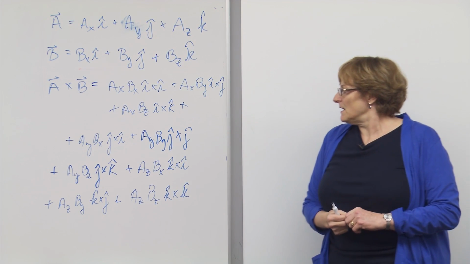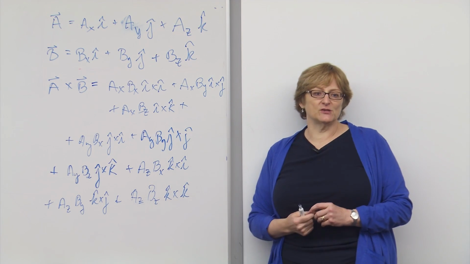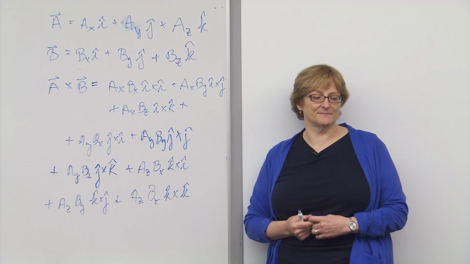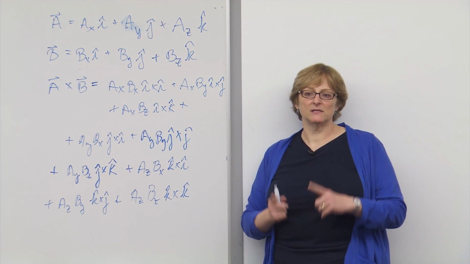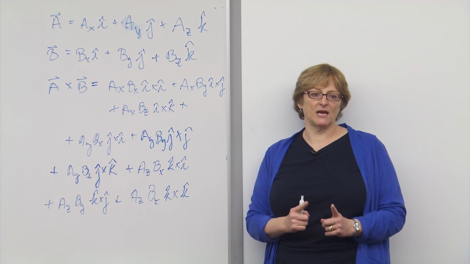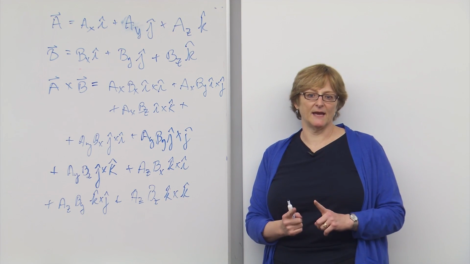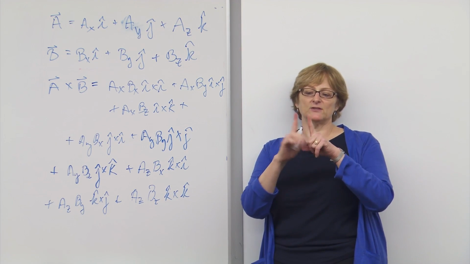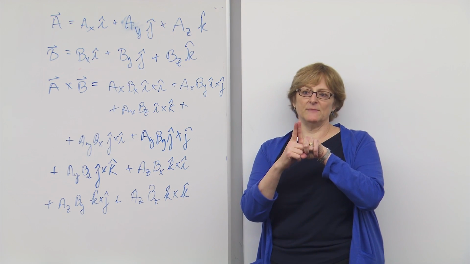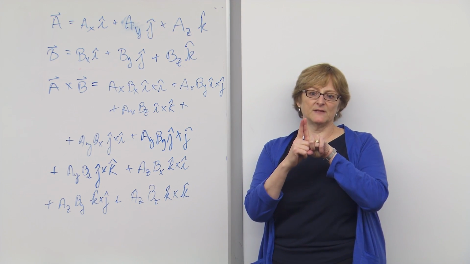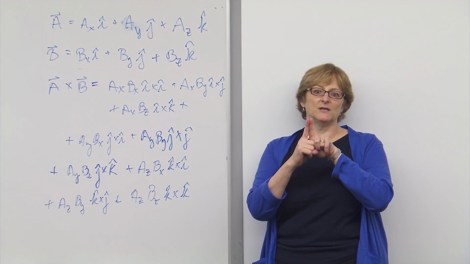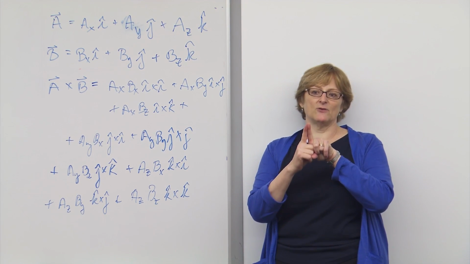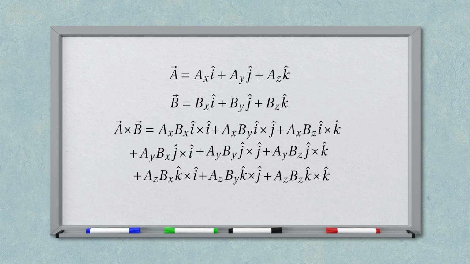Okay, 3 of these terms are 0. Which ones? The one with the same unit vector. So i cross i, j cross j, and k cross k are all unit vectors in the same direction, meaning the angle between them is 0, meaning the sine of the angle is 0. So i cross i is 0, j cross j is 0, and k cross k is 0. So I get rid of 3 terms, and I'm left with 6 terms.